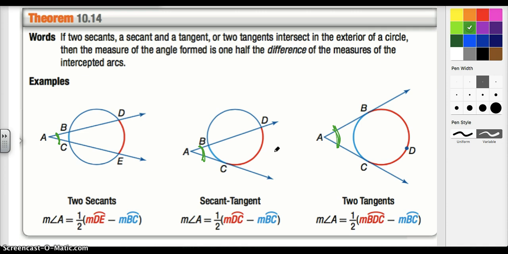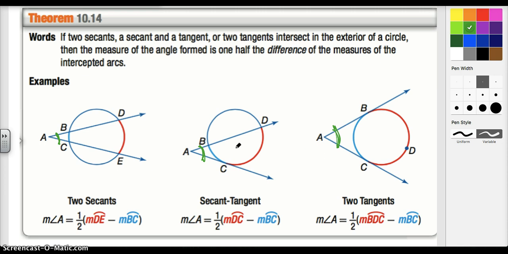So the last theorem we had was about sums. When the intersection was inside, it was half the sum. But now that the intersection of these segments is outside and we're forming this exterior angle, the measure of that exterior angle will be half the difference, all right?